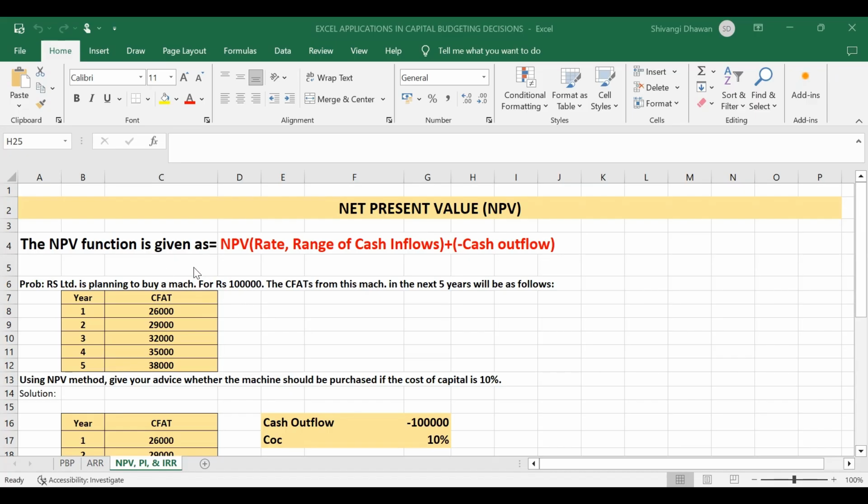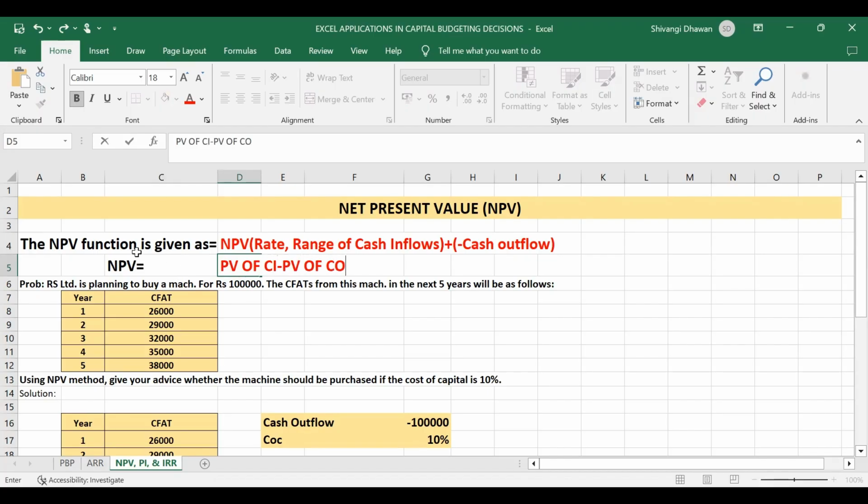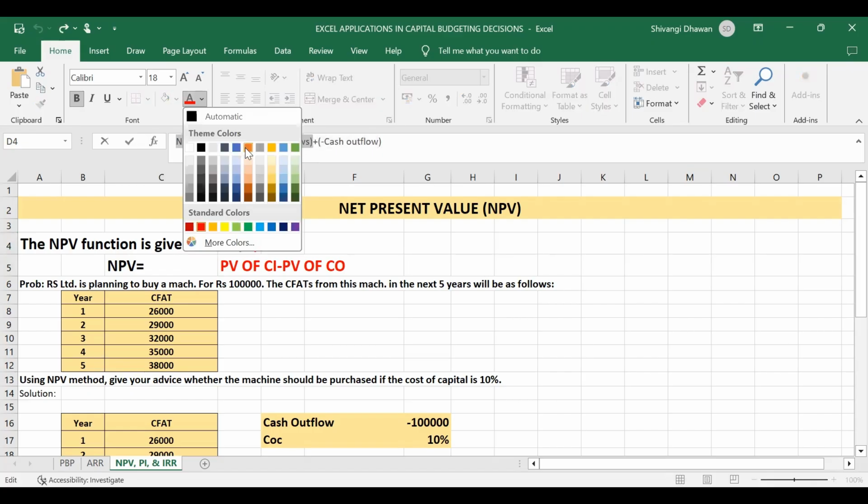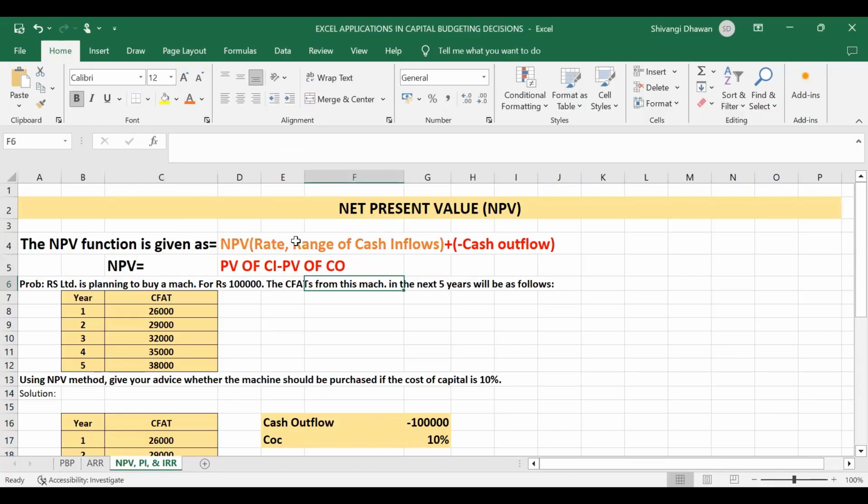If we see the traditional formula of NPV, it is that NPV is equal to present value of cash inflows minus present value of cash outflows. Here, the inbuilt function that is given in the Excel spreadsheets calculates present value of cash inflows and you have to subtract cash outflow from it and you will get your NPV.